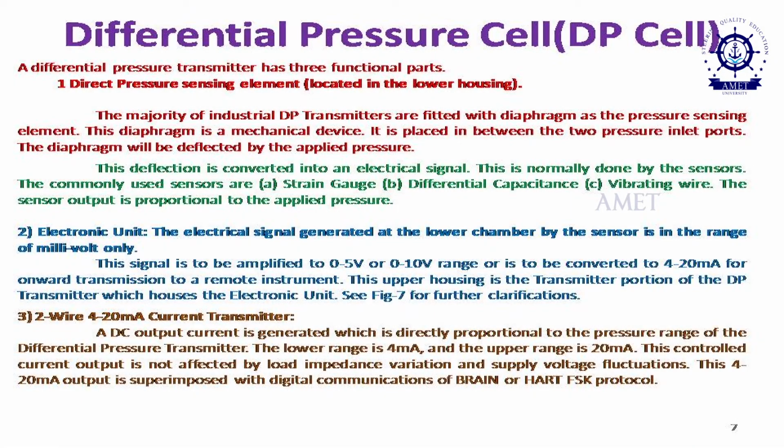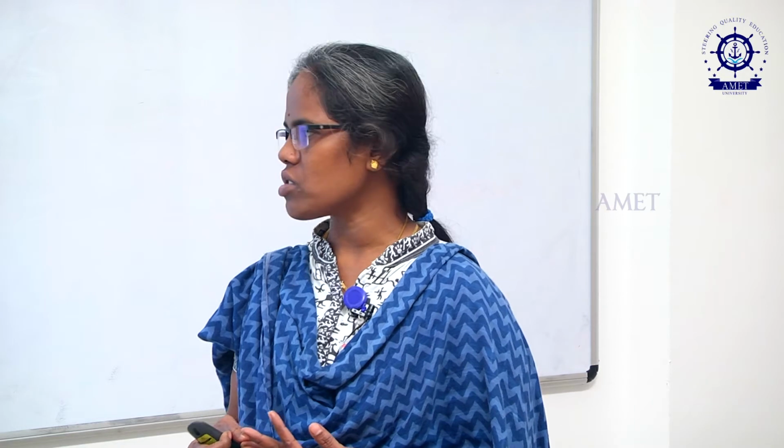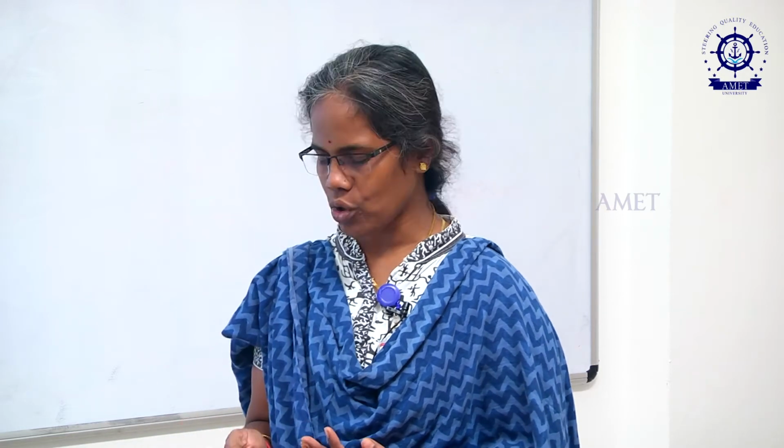With increasing temperature, the current also increases, and that will affect the electronic unit. For that reason we have limited the lower limit. If it is below 4 milliamps, the value will be very small and it does not control the electrical signals, so we have limited it to 4 milliamps. Beyond 20 milliamps, the electronic signal will be affected, so we have limited it to 20 milliamperes. This controlled current output is not affected by load impedance variations and supply voltage fluctuations. This 4 to 20 milliamp output is superimposed with the digital communication of the HART FSK protocol.